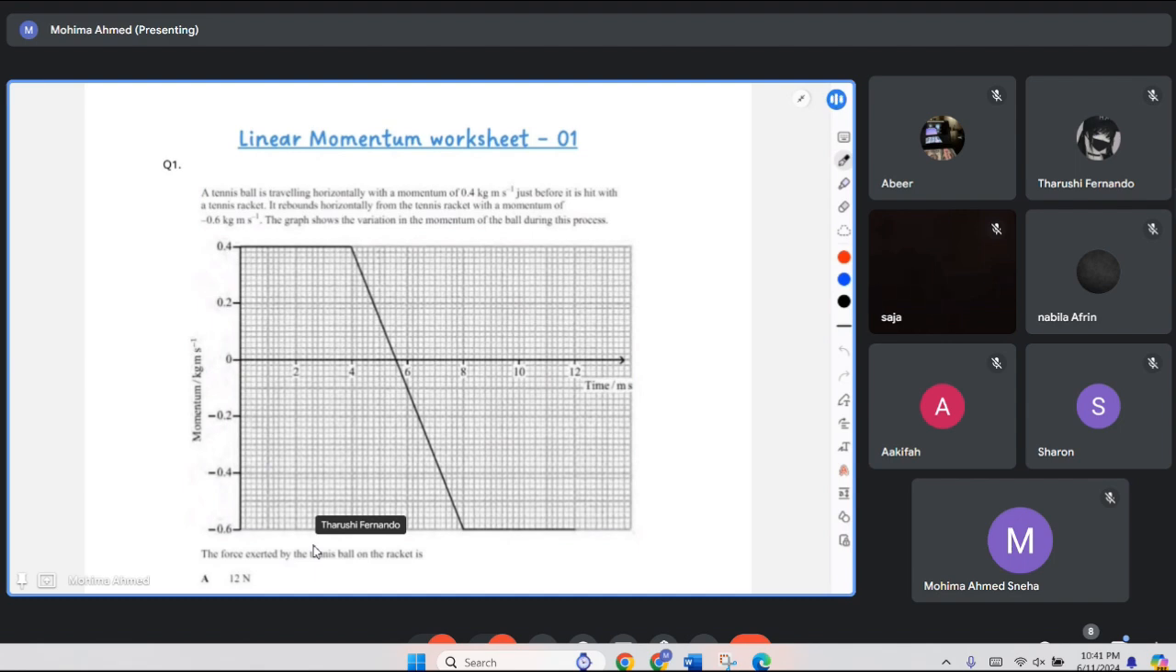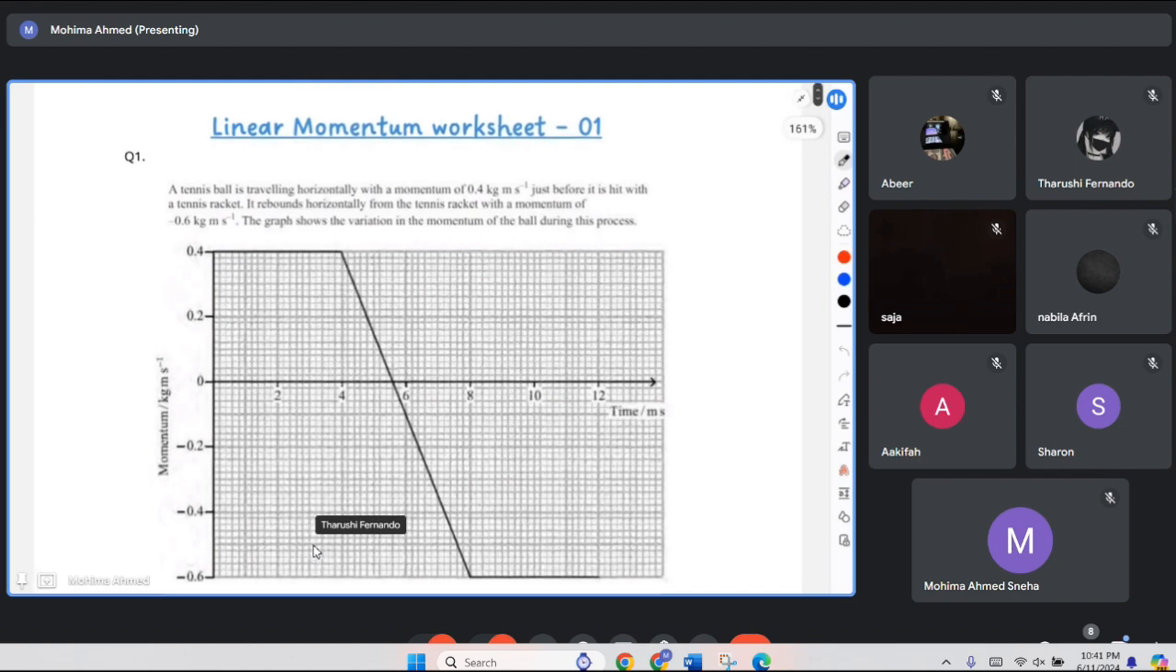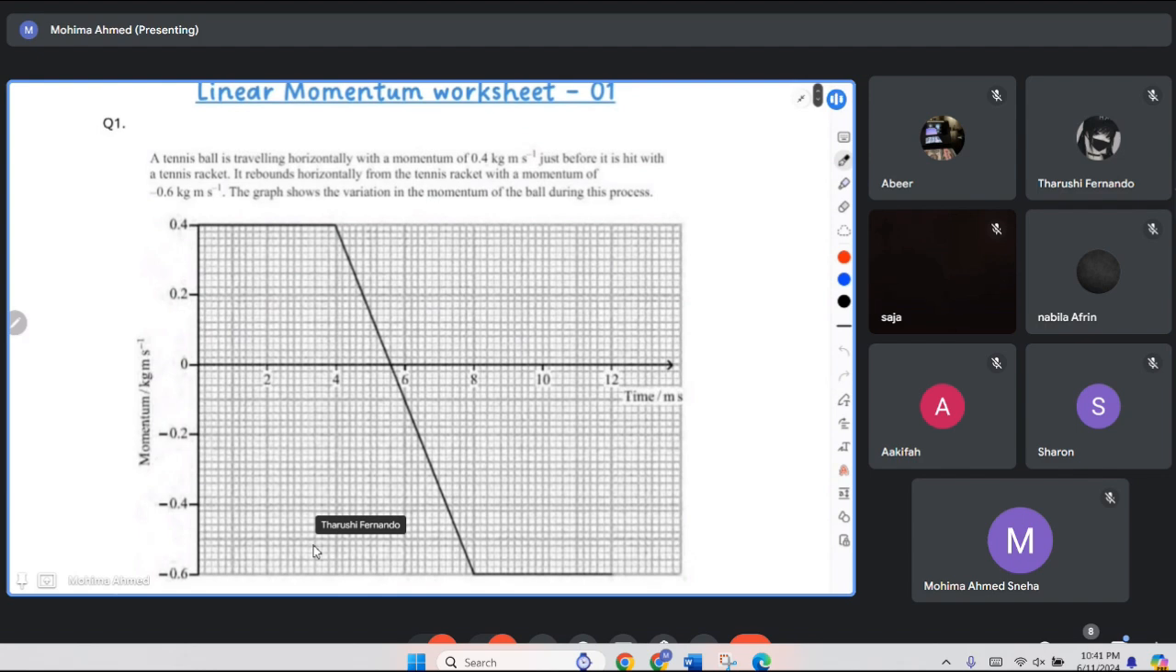Now let's start with this. This is linear momentum worksheet 1. In this first question, it says that there is a tennis ball traveling horizontally with a momentum of 0.4 just before it is hit with a tennis racket. It rebounds horizontally from the tennis racket with a momentum of minus 0.6.